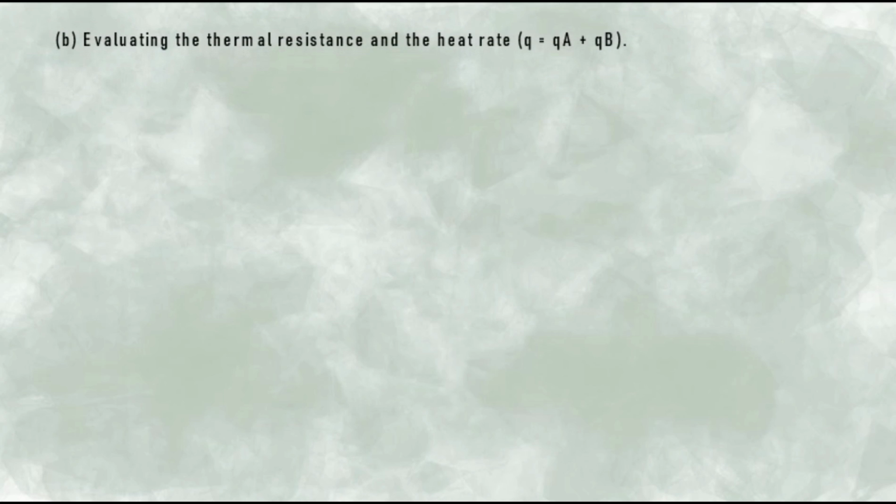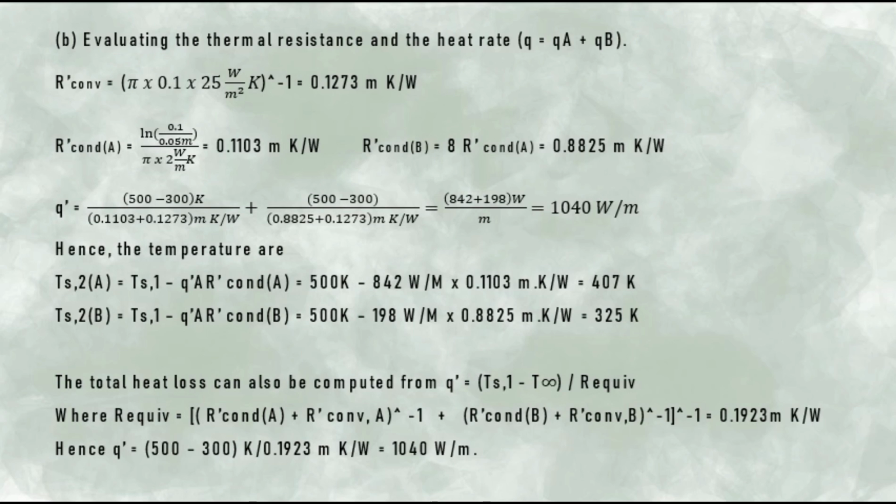Now for evaluating the thermal resistances and the heat rate, the convection thermal resistance is equal to pi times 0.1 times 25 watts per square meter Kelvin, all raised to negative 1. We have 0.1273 meter Kelvin per watt. For our conduction thermal resistance A, we have ln of 0.1 over 0.05 meter, all over pi times 2 watts per meter Kelvin, or 0.1103 meter Kelvin per watt.